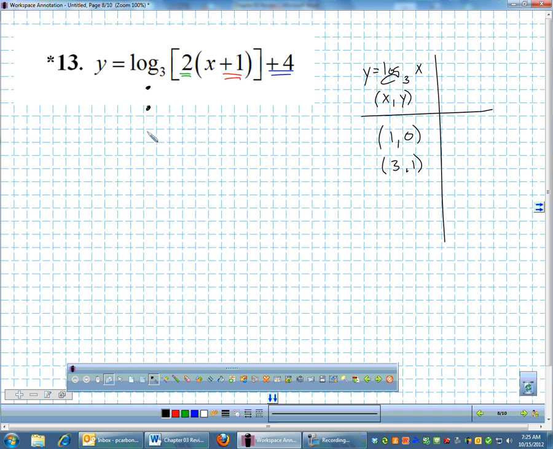And I like to list my shifts first because they're the easiest ones to see. Inside with the x, I see a plus 1. So that's going to go to the left 1. Outside, I see a plus 4. So that's going to go up 4.